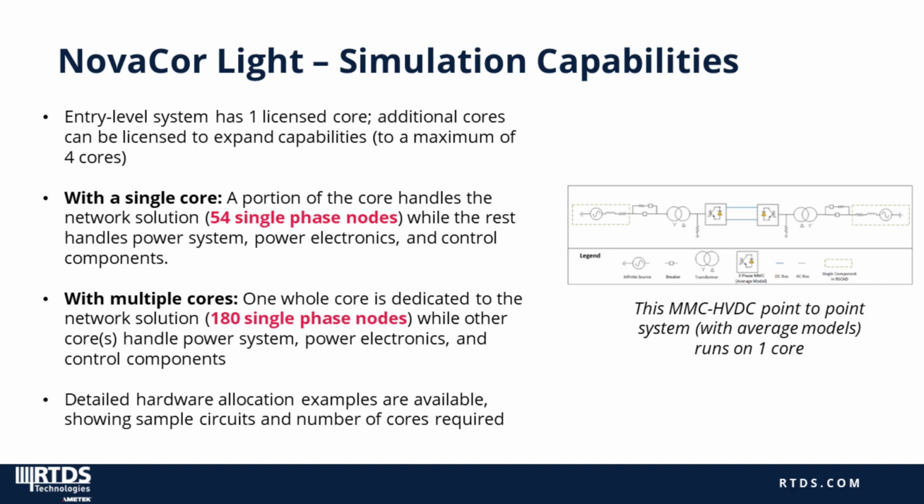Once we introduce multiple cores, then we dedicate a single core to the network solution, while other cores handle components in parallel. So when we have more than one core licensed, we can accommodate a maximum of 180 single-phase nodes. And moving from 2 cores to 3 cores to 4 cores will simply increase the complexity of the network that can be modeled. So if you're familiar with how we do hardware allocation on the RTDS simulator, basically you're getting additional load units. So you can have more inverters, more generators, transformers, and lines in your network of 180 single-phase nodes.